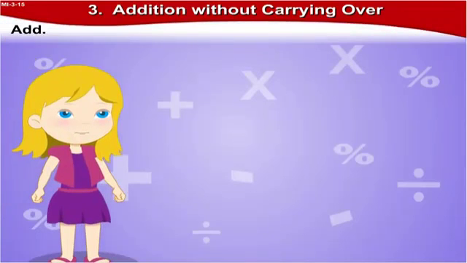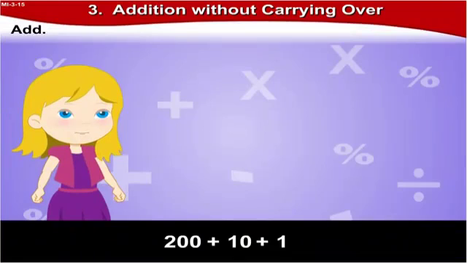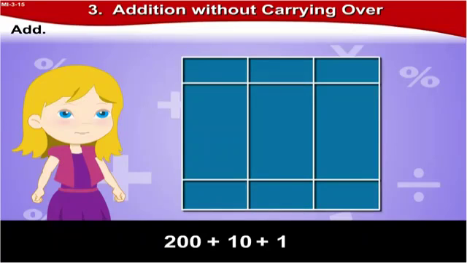Let us see some more sums. 200 plus 10 plus 1. First, we'll arrange them vertically. We'll write HTU. Now 200 would be 2 hundreds, 0 tens, 0 units, plus 10 would be 1 ten, 0 units, plus 1 would be 1 unit.